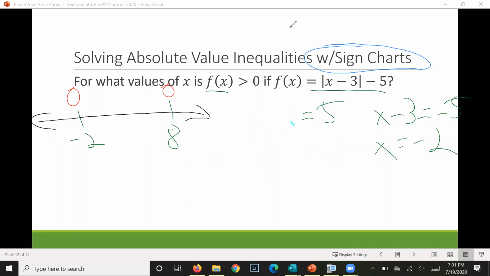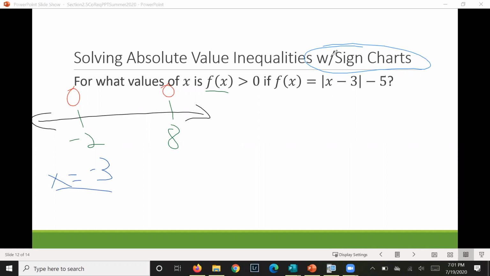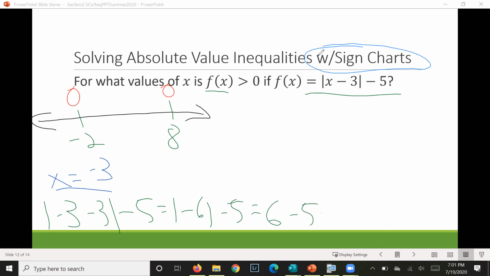I'm going to first pick a value that is less than negative 2. I'm going to work with, say, x equals negative 3, and plug that into my function up there. So the absolute value of x minus 3 minus 5 will be the absolute value of negative 3 minus 3, minus 5. That's the absolute value of negative 6, which is 6, minus 5, gives us a 1. Notice that gives a positive 1 at x equals negative 3.